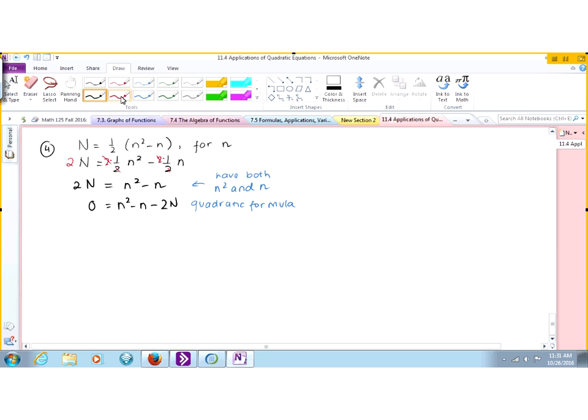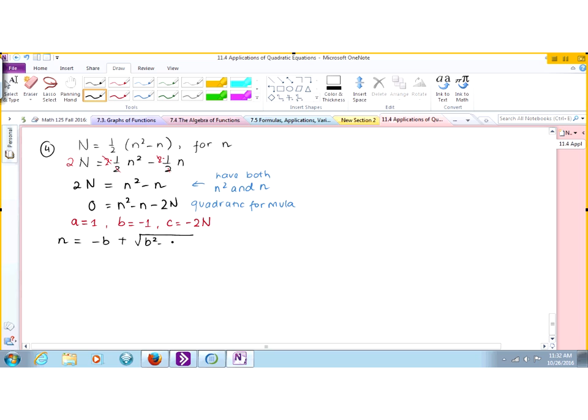All right. Now, when we use the quadratic formula, do we know what a, b, and c are? What is a? 1. What is b? Negative 1. What is c? Negative 2n. So then we could use the quadratic formula. So n is equal to negative b plus or minus, but we don't use plus or minus, we only use plus. Does that make sense?